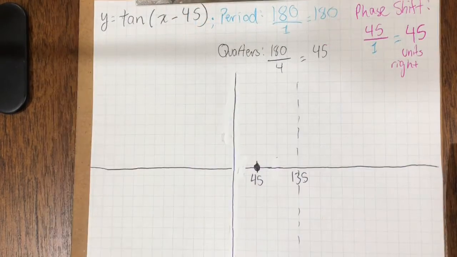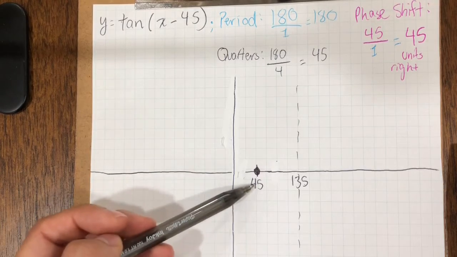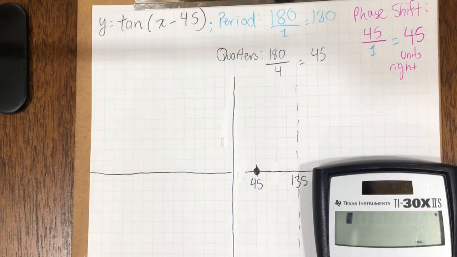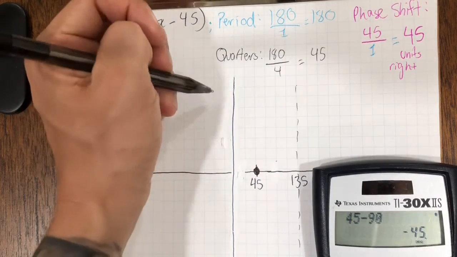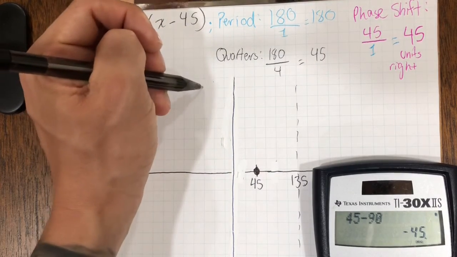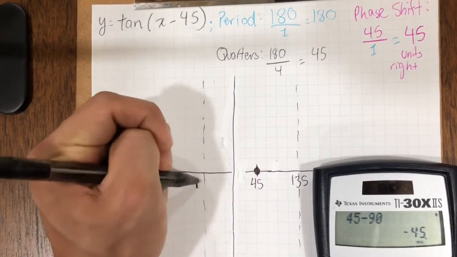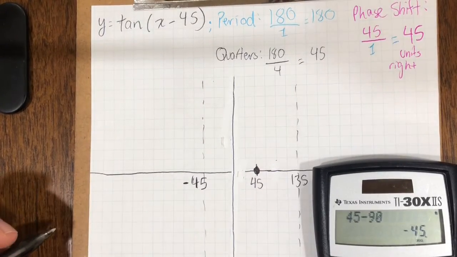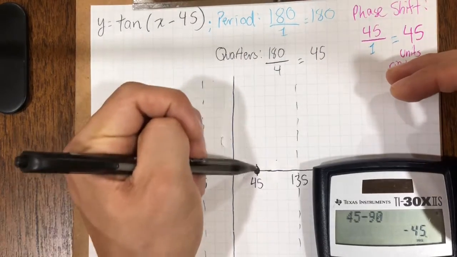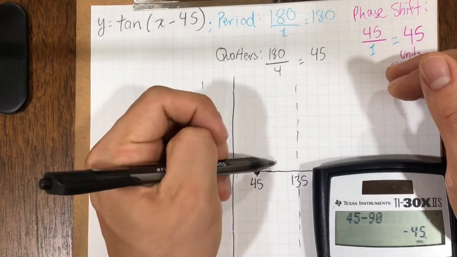So 135. All right, so now if we try to figure out the vertical asymptote on the left side of the midpoint, I'm going to take 45 and subtract it from 90, and I get negative 45 degrees. So my other asymptote is going to be negative 45 degrees, so I'm going to put it somewhere right here. All right, so we have negative 45 degrees, to be exact. And so now I have my two halves that are in between this midpoint. So I have this over here.